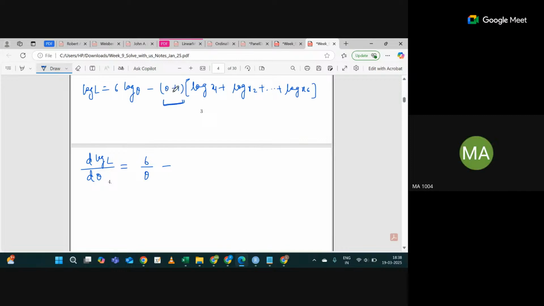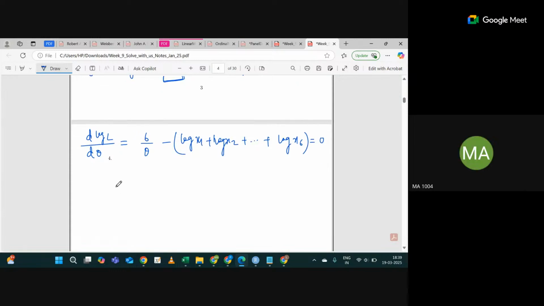Part with respect to theta, you will get 1, right? One into some coefficients. So this will be log of x1 plus log of x2 plus so on plus log of x6. Any doubt? And this is something we have to equate to 0. So what you will get is 6 divided by theta equal to log of x1 and so on.